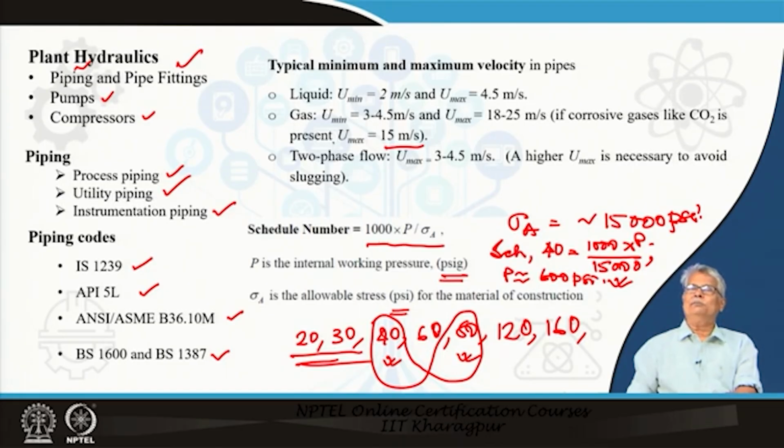So, you go for the minimum schedule thickness required, so that you save something in the material cost and it comes out cheaper. So, 20 and 30 up to 40 is mostly used for say 22 or 24 inches onwards. 120 and 160, they are very strong pipes, they are used mostly for high pressures.